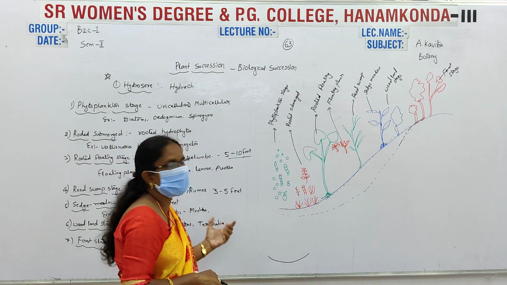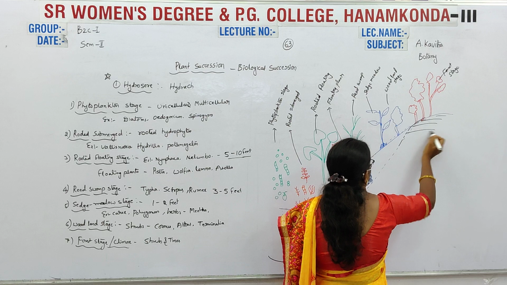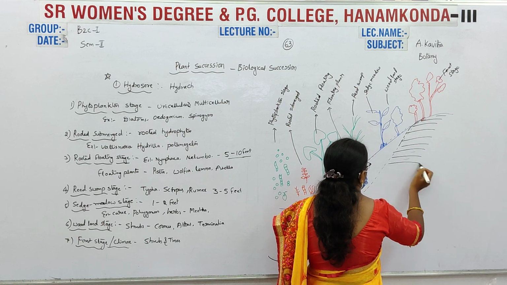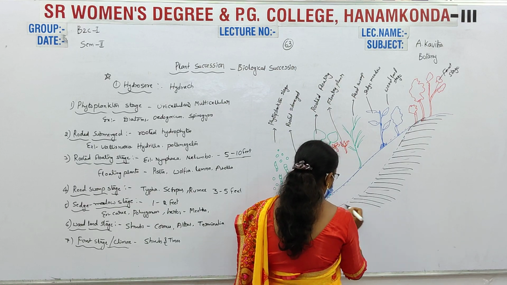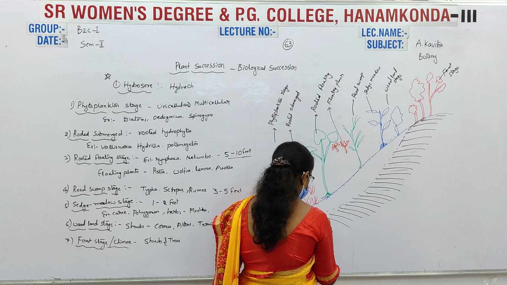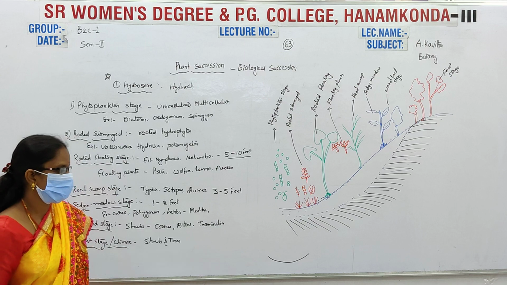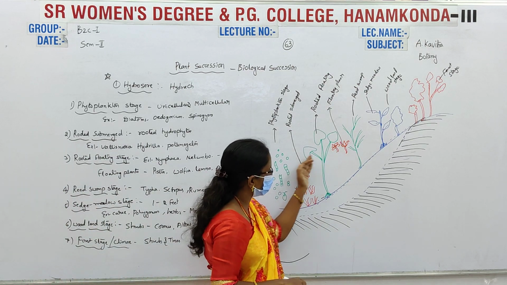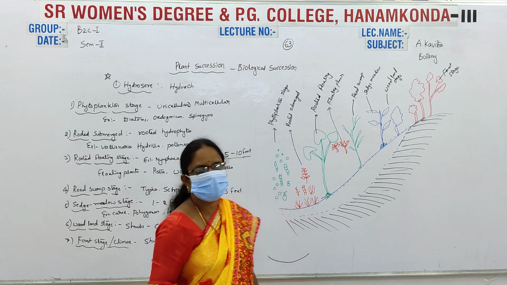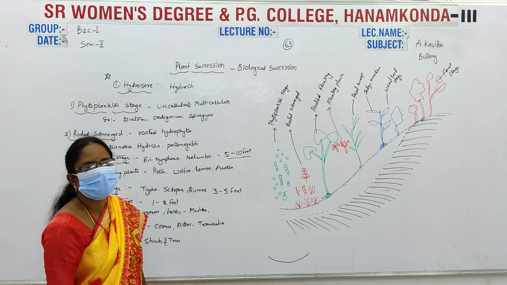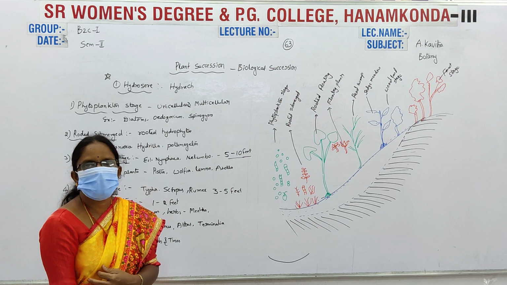This is called hydrosere. This is a diagram of hydrosere. ఇక్కడ మనకి వాటర్ లెవెల్ అనేది ఇక్కడ వరకు ఎక్కువగా ఉంటుంది. కొనుక్కొని ఏమైతుంది? వాటర్ లెవెల్ కంప్లీట్లీ decrease. Water level is completely decreased. This is the hydrosere. First మనకి ఎక్కడ నుండి స్టార్ట్ అవుతుంది? Phytoplankton stage. ఇక్కడ నుండి స్టార్ట్ అయ్యి మనకి ఏమవుతుంది?